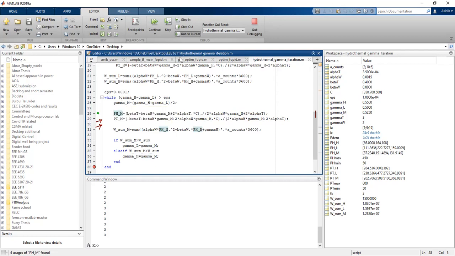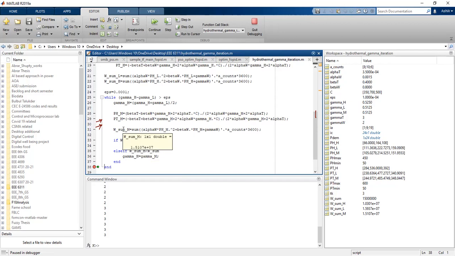And once you calculate everything, depending on the condition, you will see that your gamma H is 0.52, gamma L is still unchanged. So again gamma H is updated because this condition is satisfied. Your W sum M is still 1.43. So with gamma M 0.525, your W sum is still less than the W available, that is 1.5 10 to the power 7. So what you have to do, you have to update gamma H.